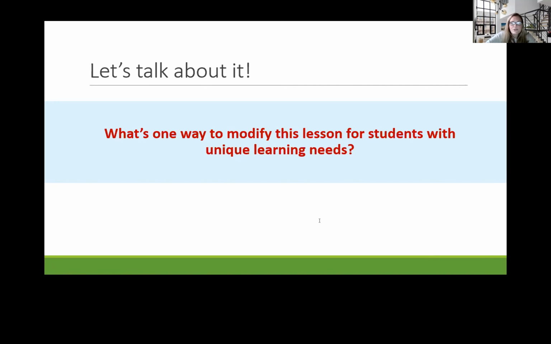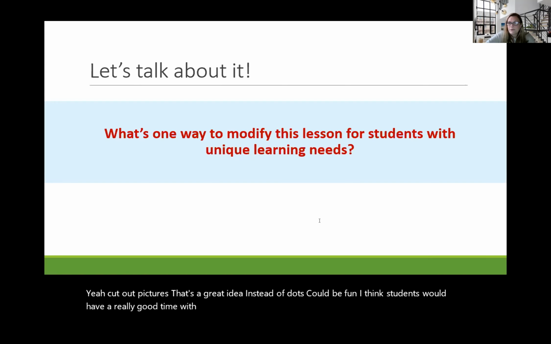Yeah, cut out pictures. That's a great idea. Instead of dots could be fun. Yeah, I think students would have a really good time with that, perusing through magazines or online.